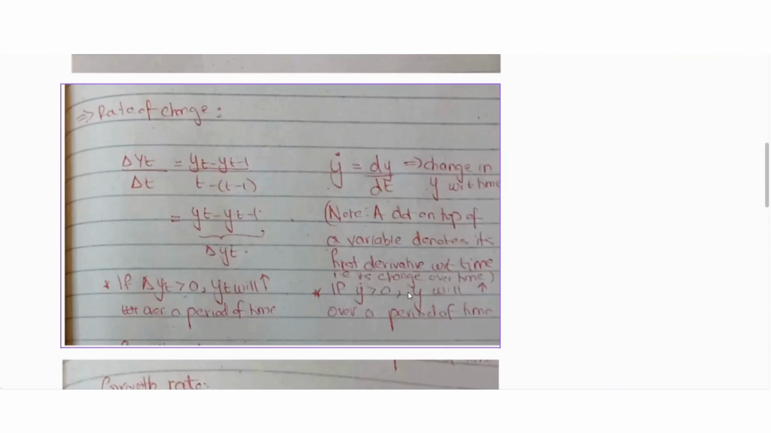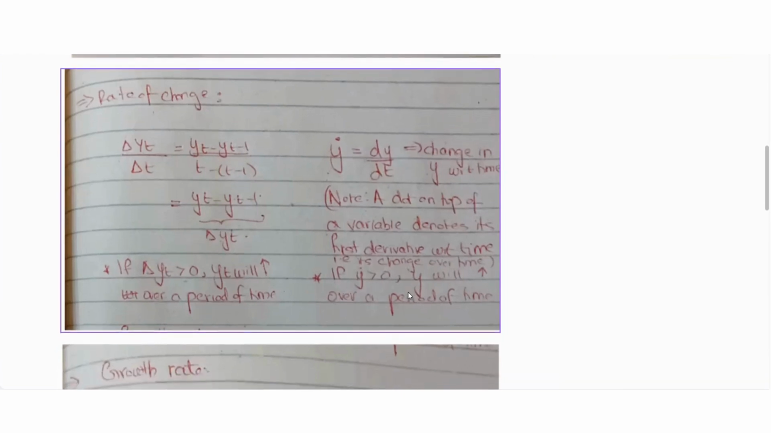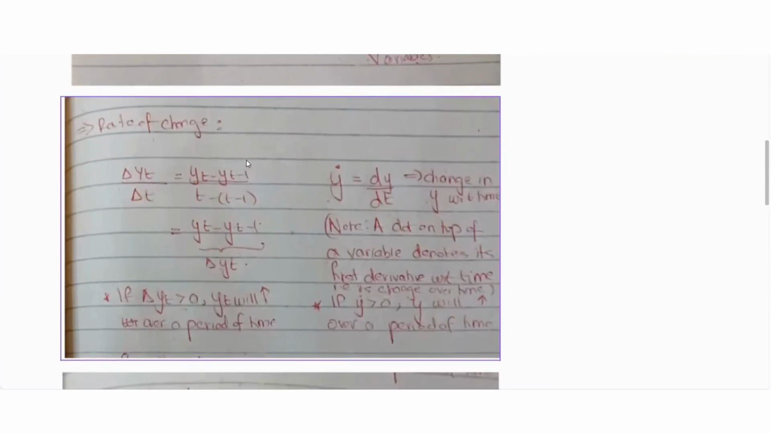If y dot is greater than 0, then what does it mean? It means that dy by dt is greater than 0: the change in y with respect to time is positive. So y will increase over a period of time. So the rate of change in discrete time is simply delta y_t, which is y_t minus y_{t-1}. The rate of change in continuous time is y dot, which is dy by dt. It tells us the change in y with respect to time.